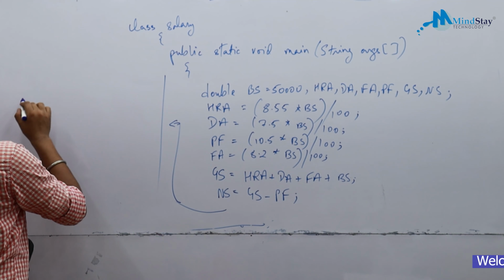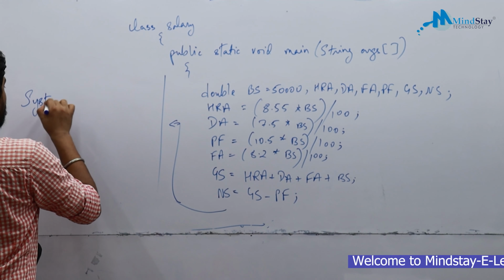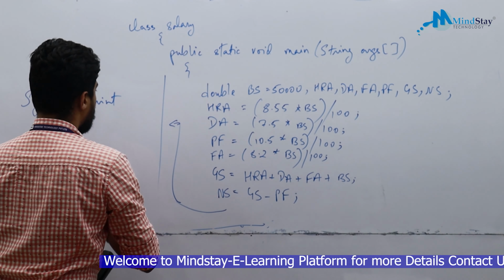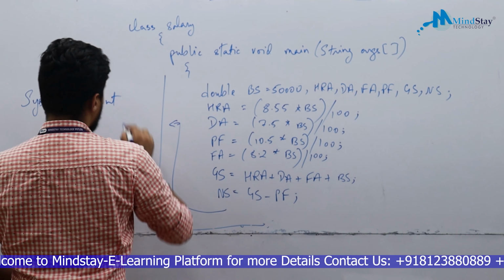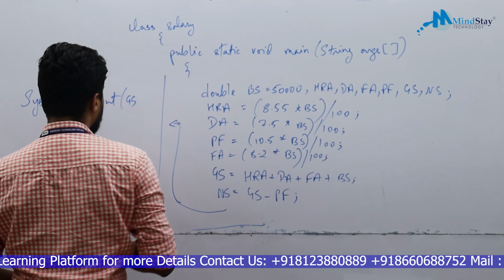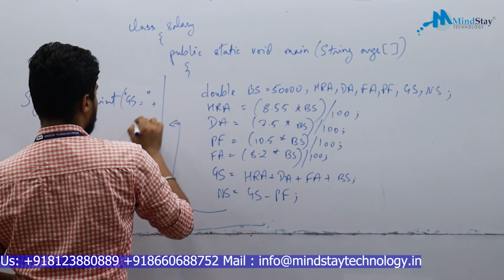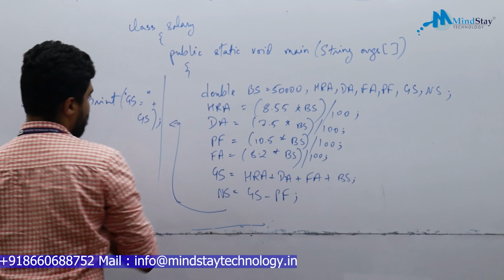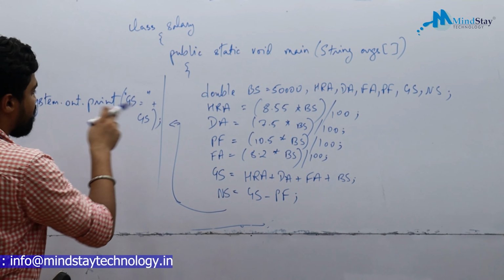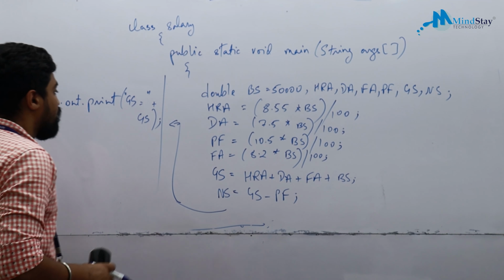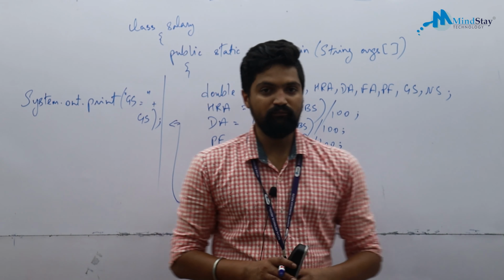So the continuation is here. So we have system.out.print. First we have to print the gross salary, right? The gross salary GS is equal to plus GS, and I close this. This is one single line. Okay, now this is my first.